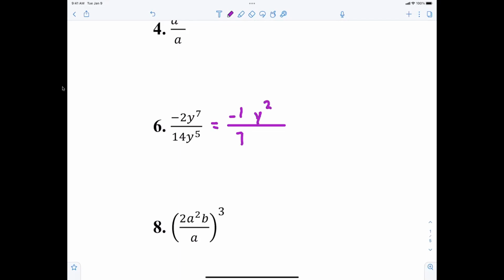All right, that's it. If it's like y5 on the top and y7 on the bottom, would the y2 be on the bottom? Of course. Okay, thank you.